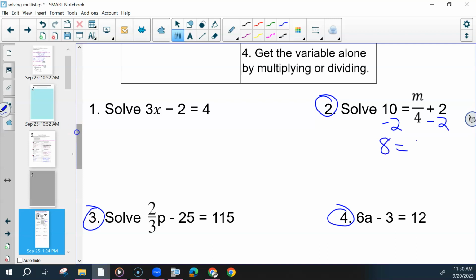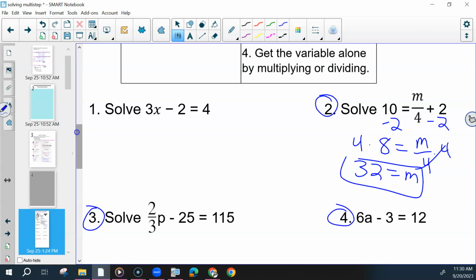We have 8 equals m over 4. Then to get rid of 4, you have to multiply both sides by 4. So these 4's cancel, and we're left with 32. If you wanted to double check that this worked, you could put it in a calculator or just put it in. 32 divided by 4 gives us 8. 8 plus 2 is 10.